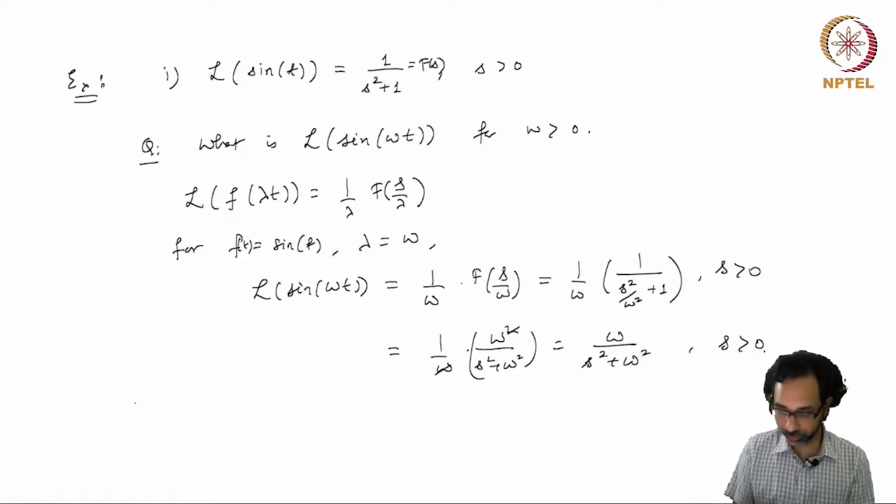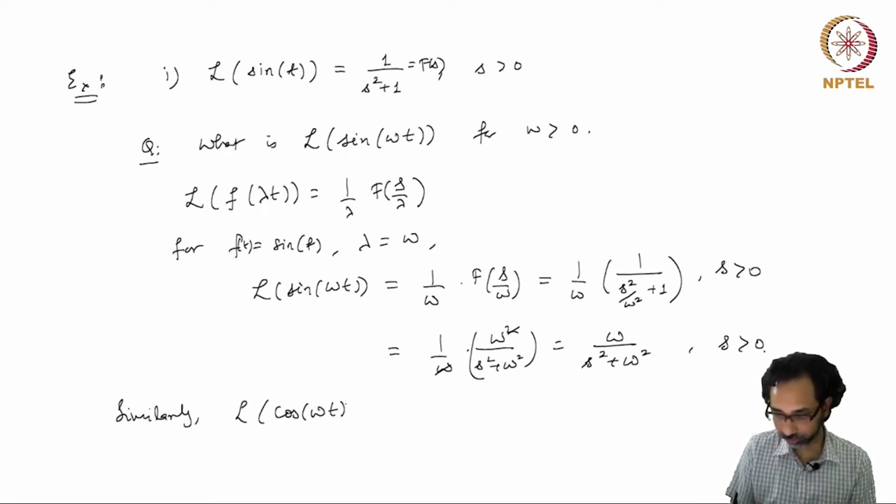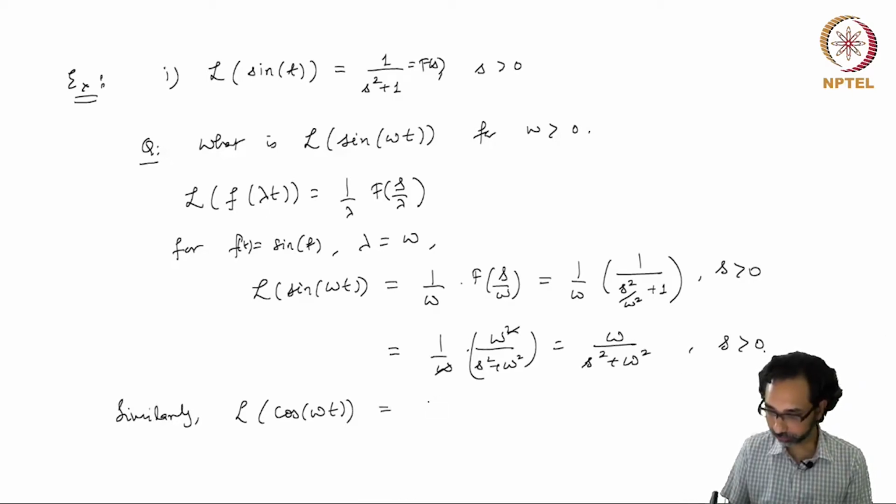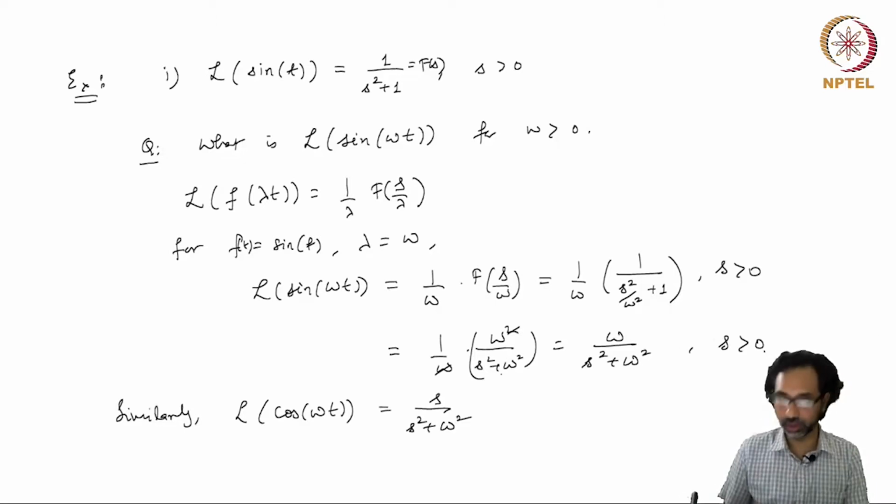Similarly, one can compute the Laplace transform of cos omega t, and this is just s over s squared plus omega squared, and the region of convergence is again s greater than 0.